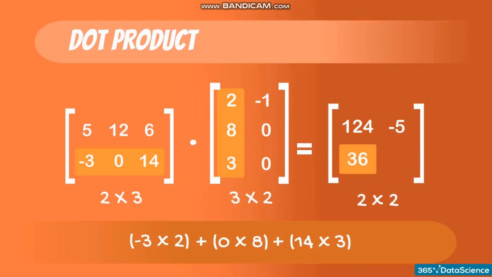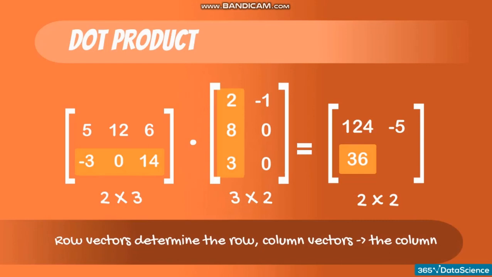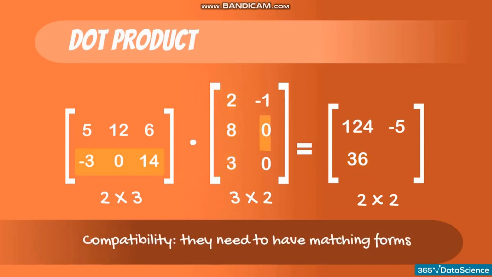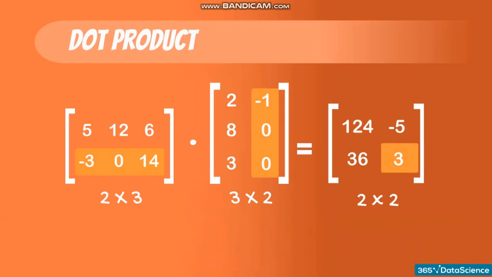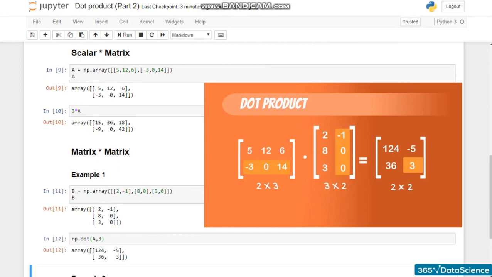Notice that the row vectors from the first matrix determine the row in the output matrix. In the same way, the column vectors from the second matrix determine the column of the respective value. Finally, we find the last dot product. We get 3, and the product matrix has been found. Great! In terms of code, things are very simple. We use the method np dot and the two matrices and immediately get the result.